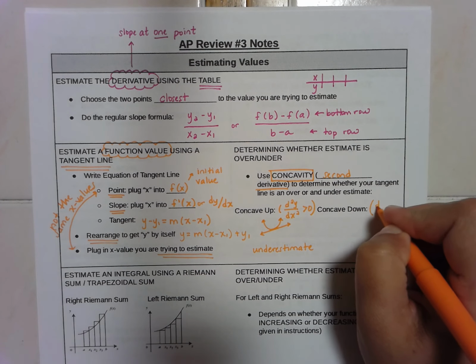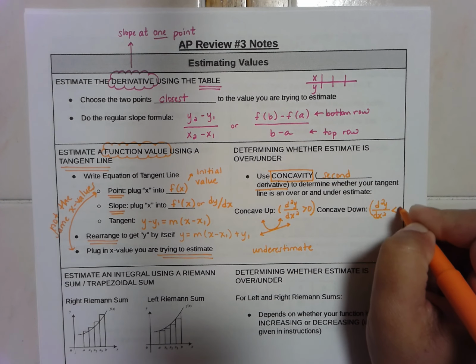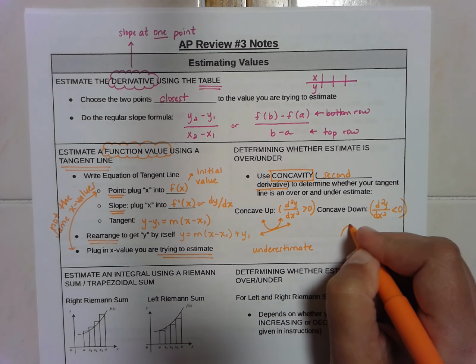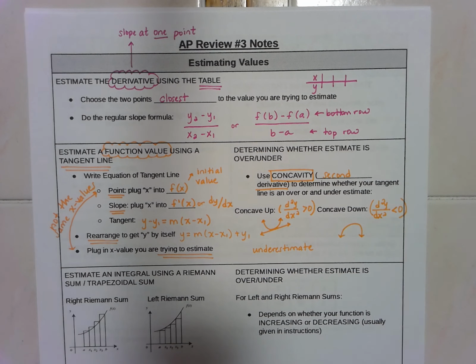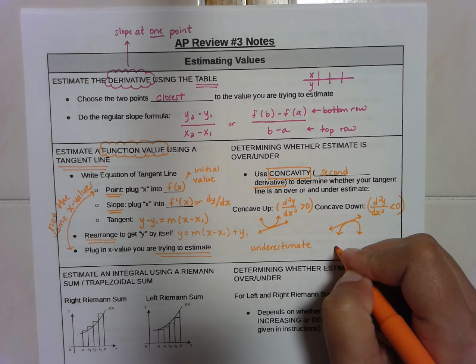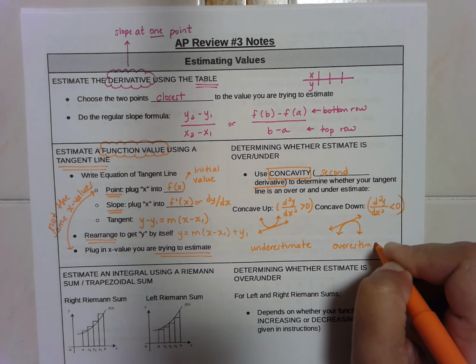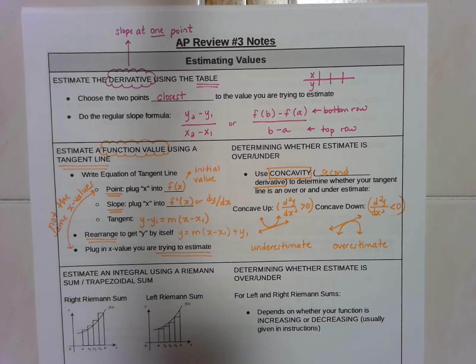Concave down means that the second derivative is less than 0. And when that happens, it's a different visual. We have a concave down like a frown, which means all of our tangent lines would be above. So all of our estimates would be overestimates. All of the values we're estimating would be too big compared to the actual value.